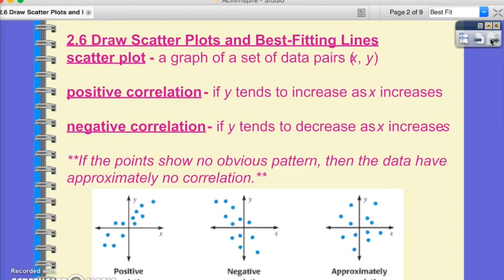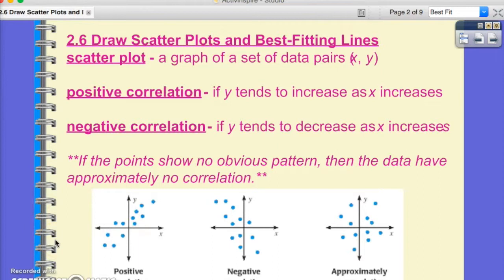It's a scatter plot. It's a graph of a set of data pairs (x, y). If you just glance at the bottom here, you'll notice that it's actually not one straight line. A lot of data that you get will never be perfectly linear, so we call it a scatter plot. Positive correlation, if y tends to increase as x increases. If you look down here, this is positive correlation. I think it has positive slope, right? From left to right, it increases.